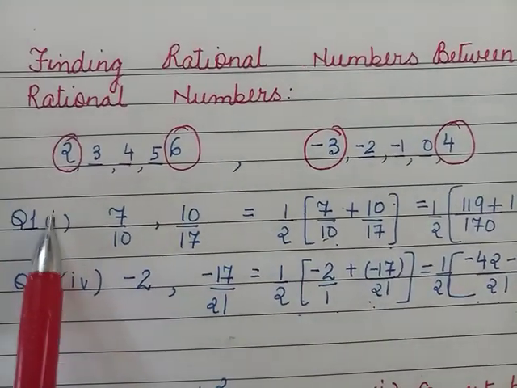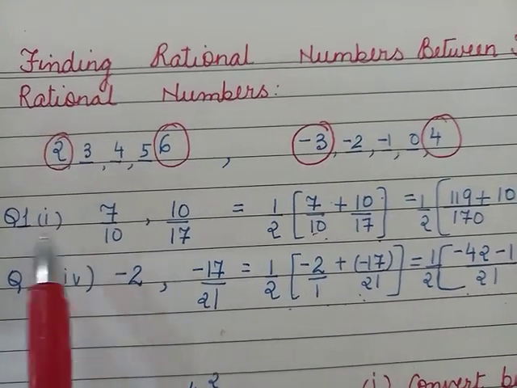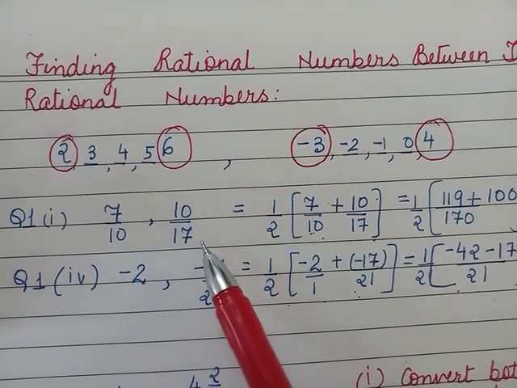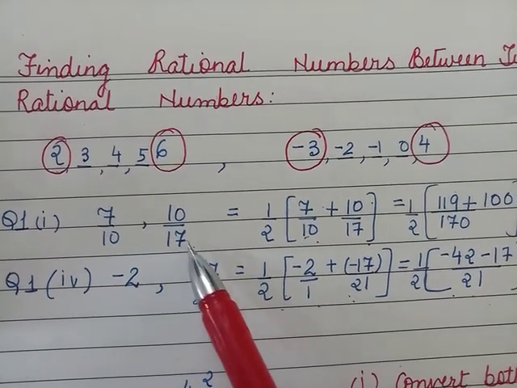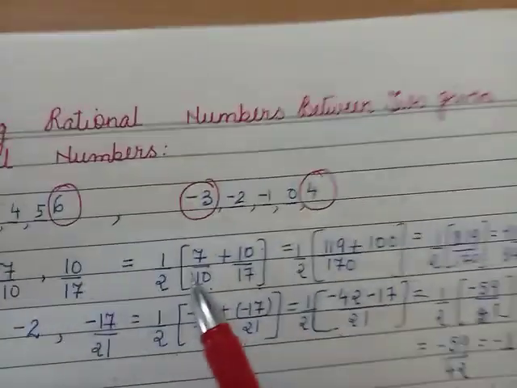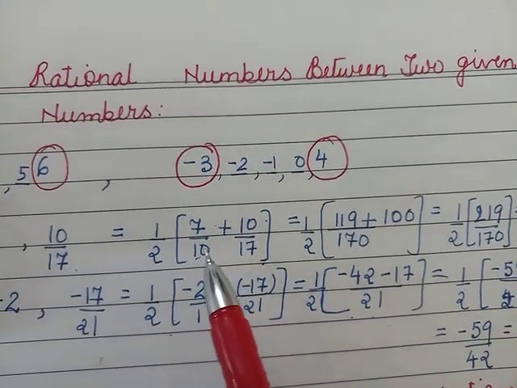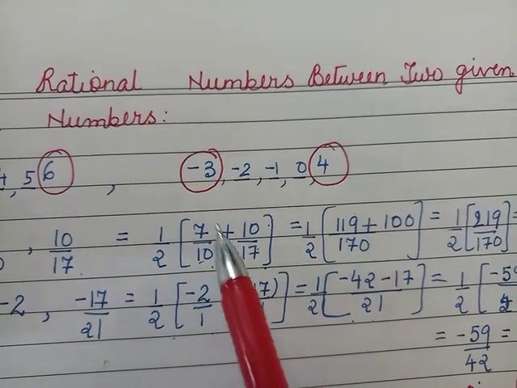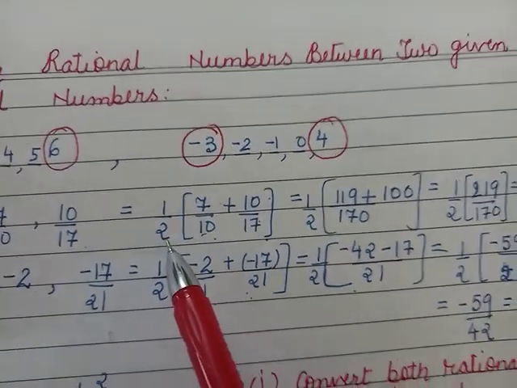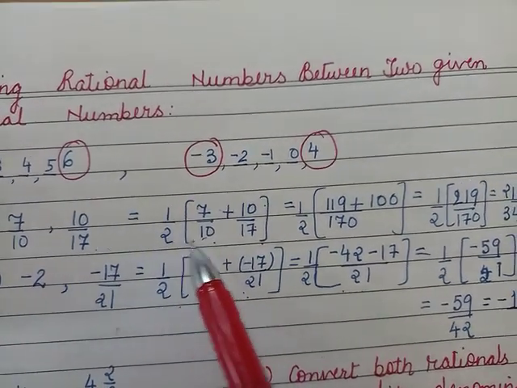I consider question number 1, first part. The given rational numbers are 7 by 10 and 10 by 17. We have to insert a rational number between these two. So I told you what we do. We add both the rational numbers and then we divide the sum by 2. So this half is dividing the sum by 2.